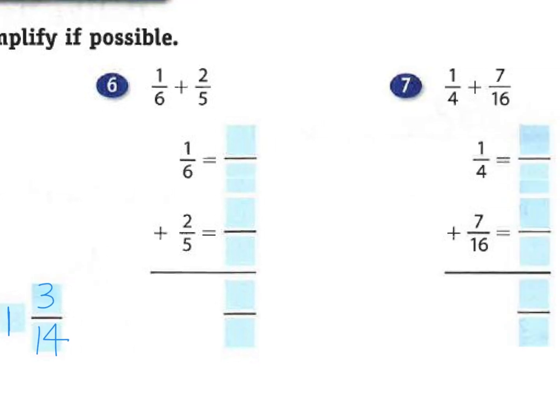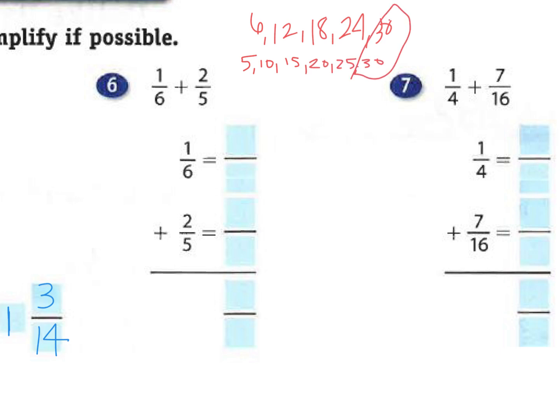All right, the next one, we have 1/6 and 2/5. Well, we know that 6 and 5, we've got to find a common multiple. So I can think about it, and I could quickly write out their multiples. So 6, 12, 18, 24, 30. I'll stop there and see 5, 10, 15, 20, 25, 30. Oh, there it is. 30 is the lowest common multiple.